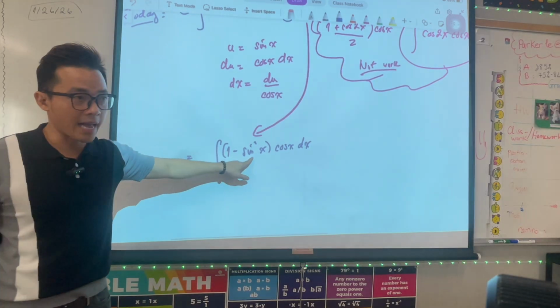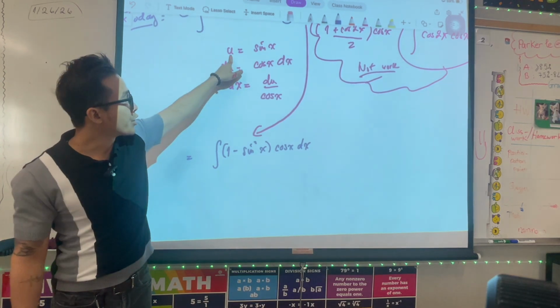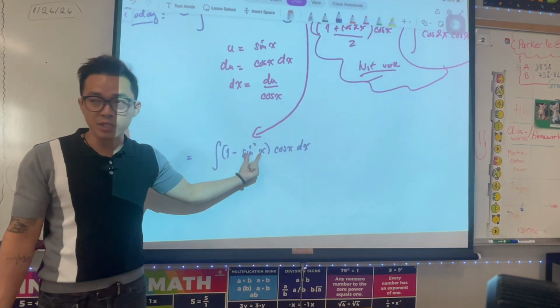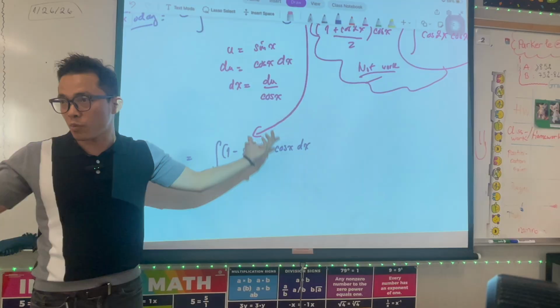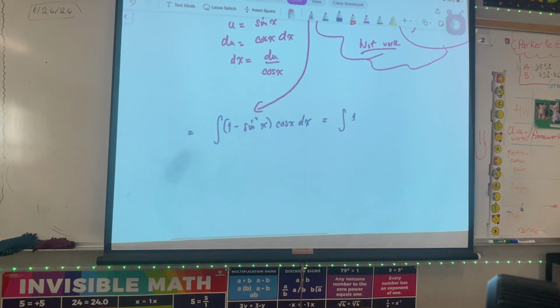Now do you see the sine happen? But it has a square. u is sine. What is sine square then? u squared. Yeah. So let's substitute it. So we're gonna have 1 minus what? 1 minus u square.